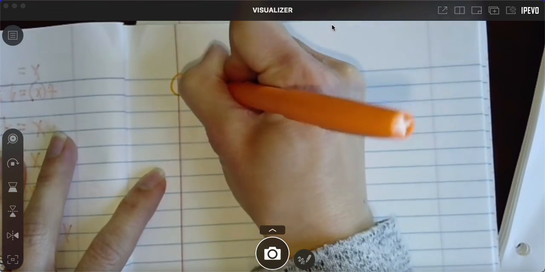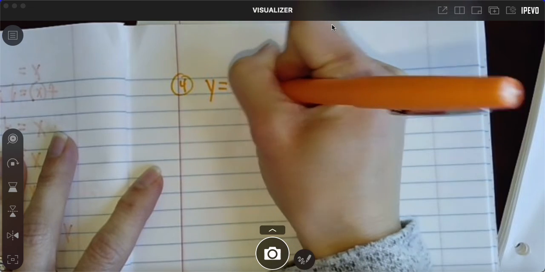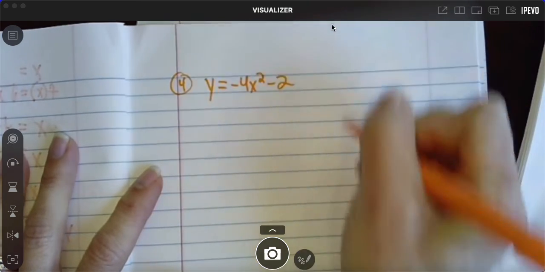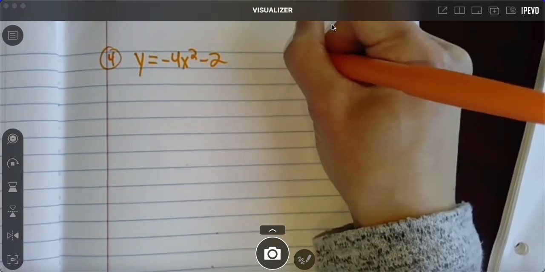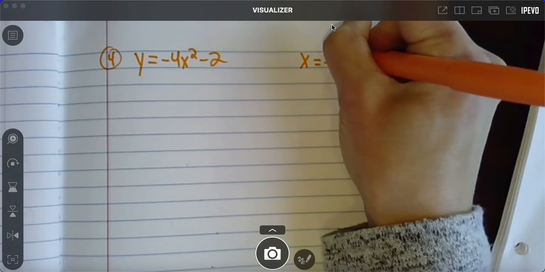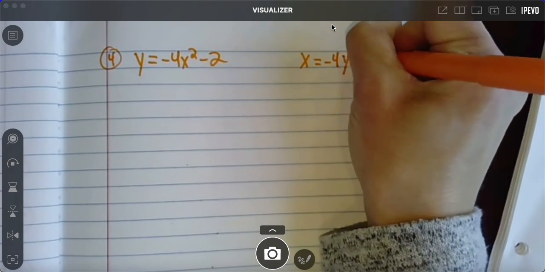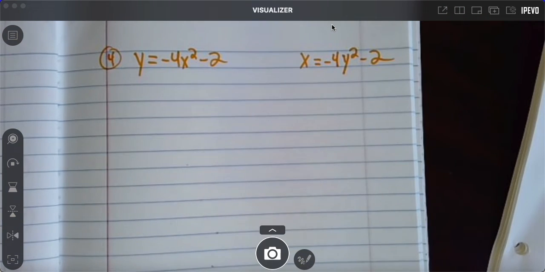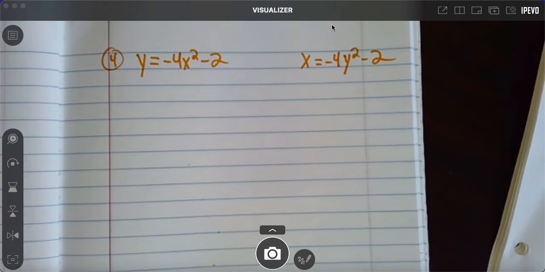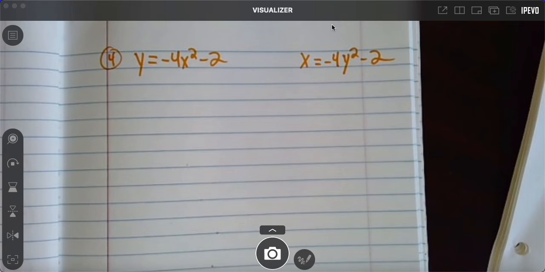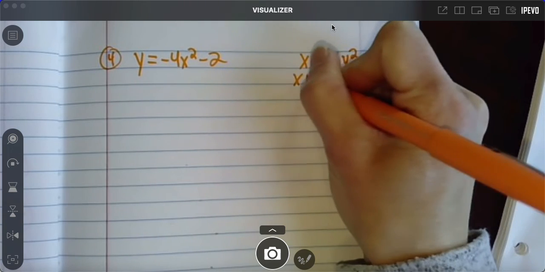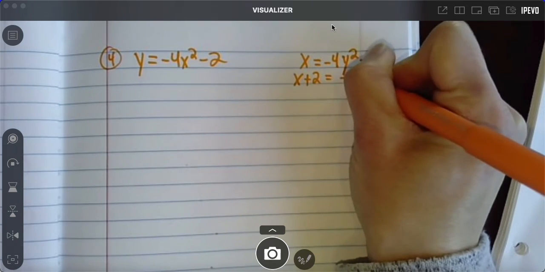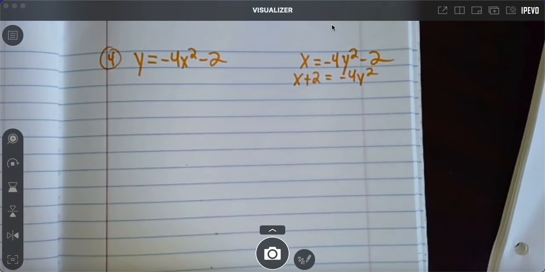Here's the first graph that I would type in my calculator when I'm ready. That's the first one I'm going to type in. The second one I'm going to type in, I have to solve for it real quick, right? I just switch my x and y values, and I'm solving for y. So what do I do first to solve for y? Add the 2. Then what do I do?